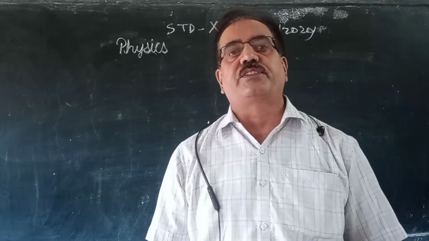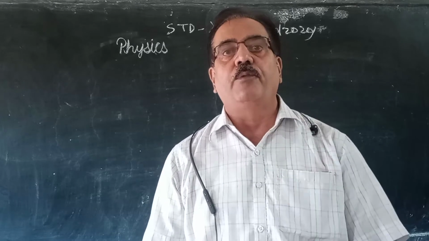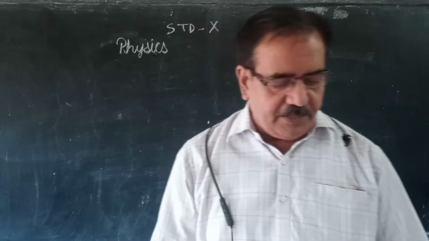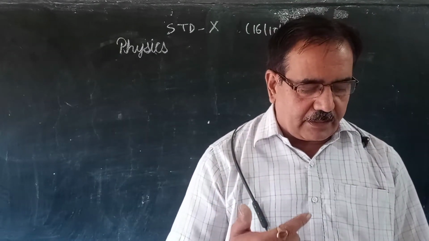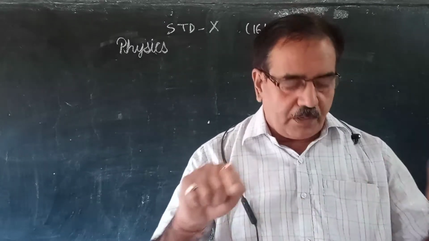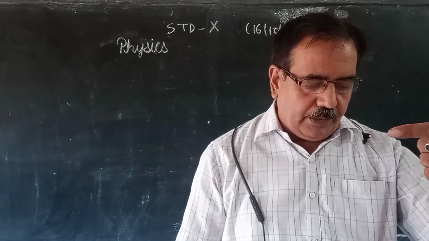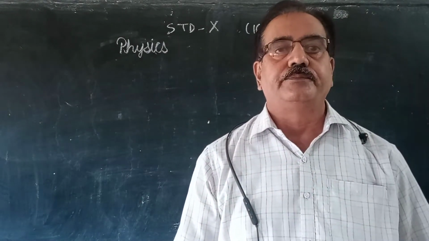This own resistance is known as the specific resistance of the wire, right? Or resistivity. So the specific resistance of a material is the resistance of a wire of that material of unit length and unit area of cross section.